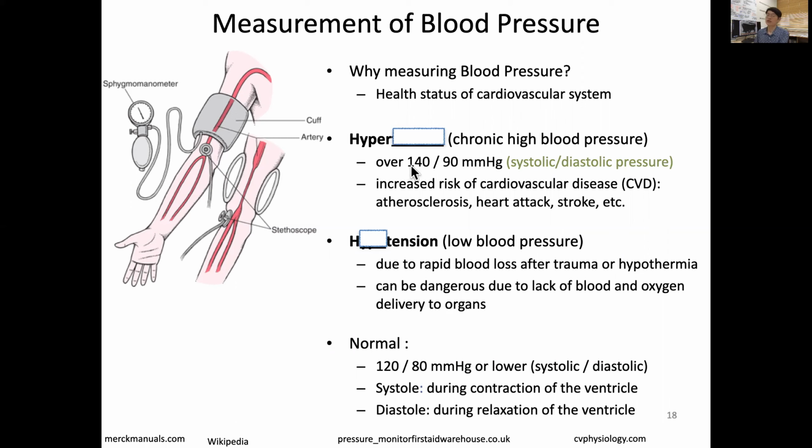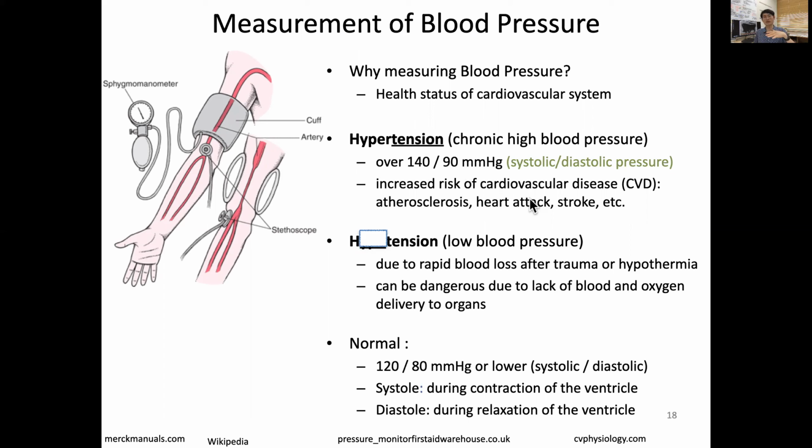When we measure our blood pressure, we can find chronic high blood pressure, which we call hypertension. That's defined by systolic and diastolic pressure higher than 140 and 90 mmHg. What this indicates is a risk of cardiovascular disease, such as atherosclerosis in your vessels, and a higher risk of heart attack or stroke.